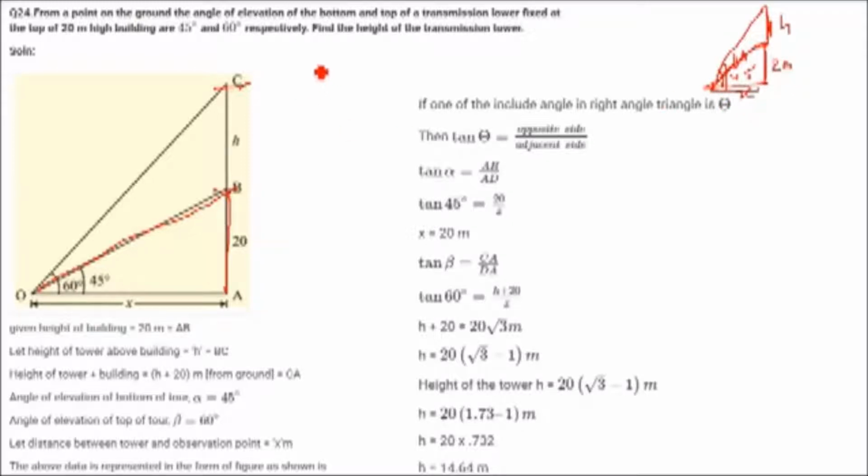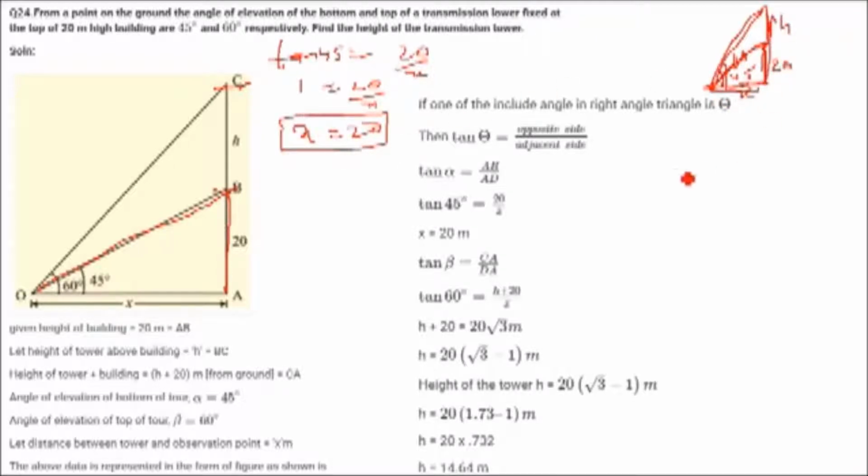First we take the smaller triangle. Tan 45 equals perpendicular by base, 20 by x. Tan 45 is 1, so x is equal to 20. Now let us take the bigger triangle. Tan 60 equals h plus 20 by x. Tan 60 is root 3, so root 3 x equals h plus 20. But we know x is 20, let us put it here.